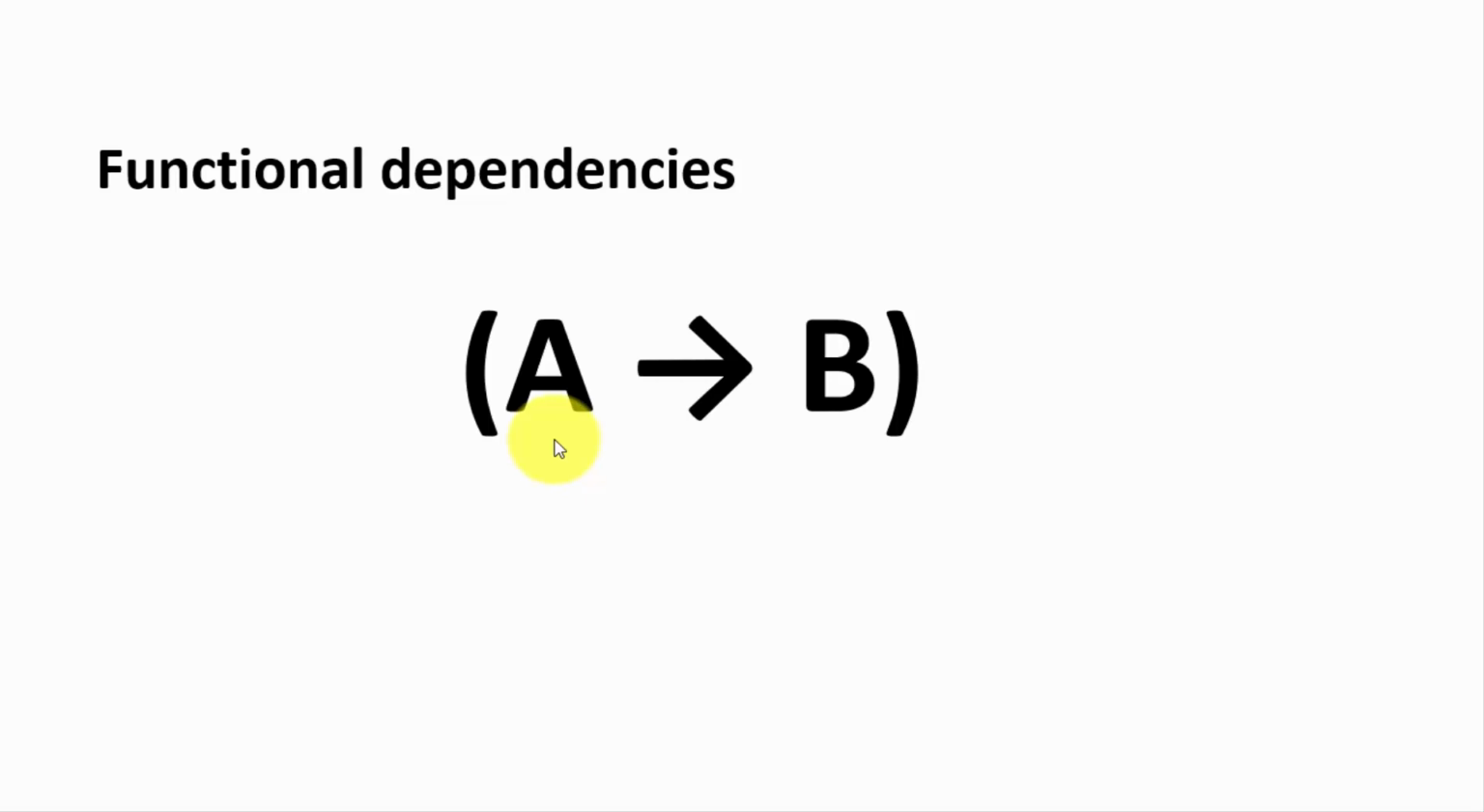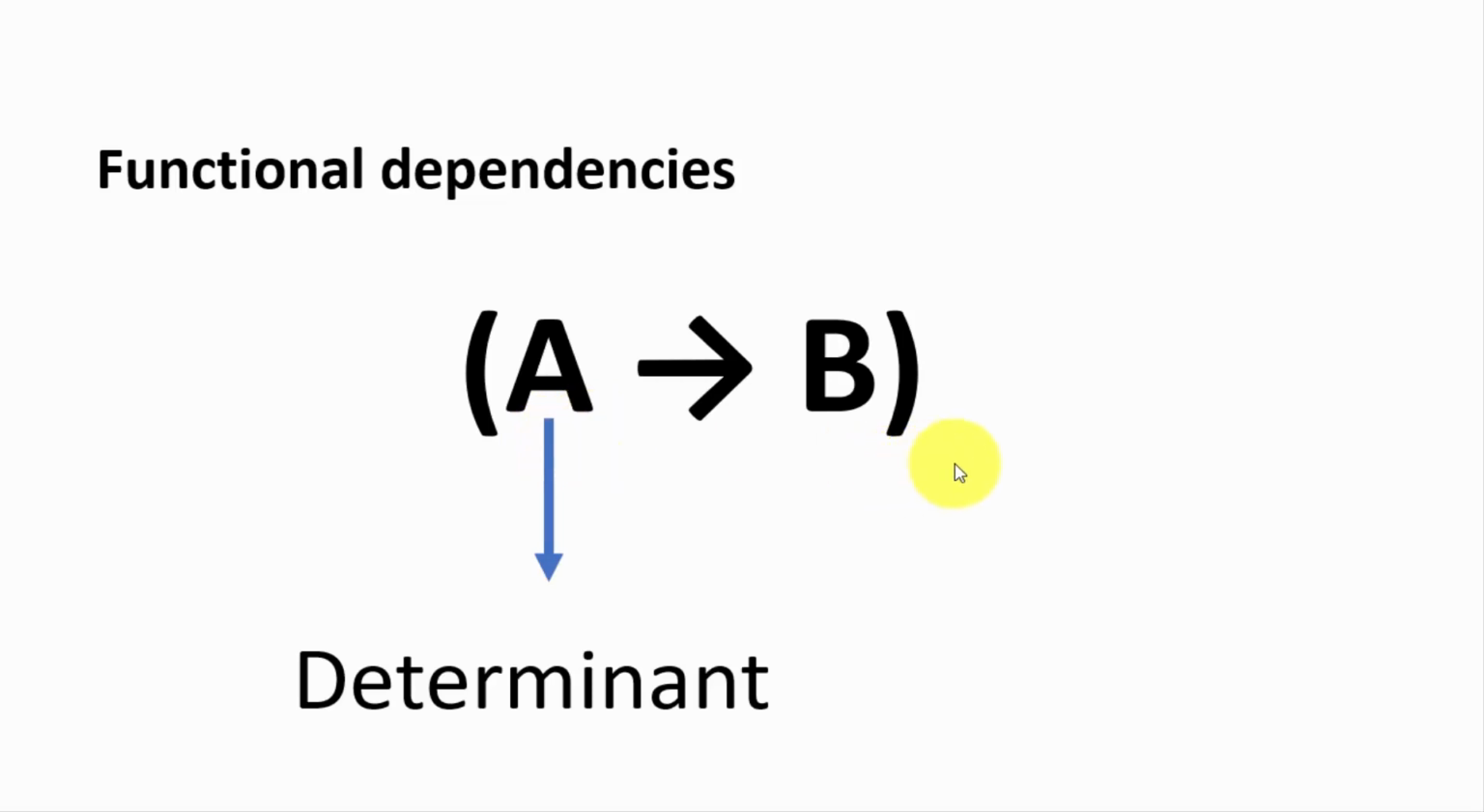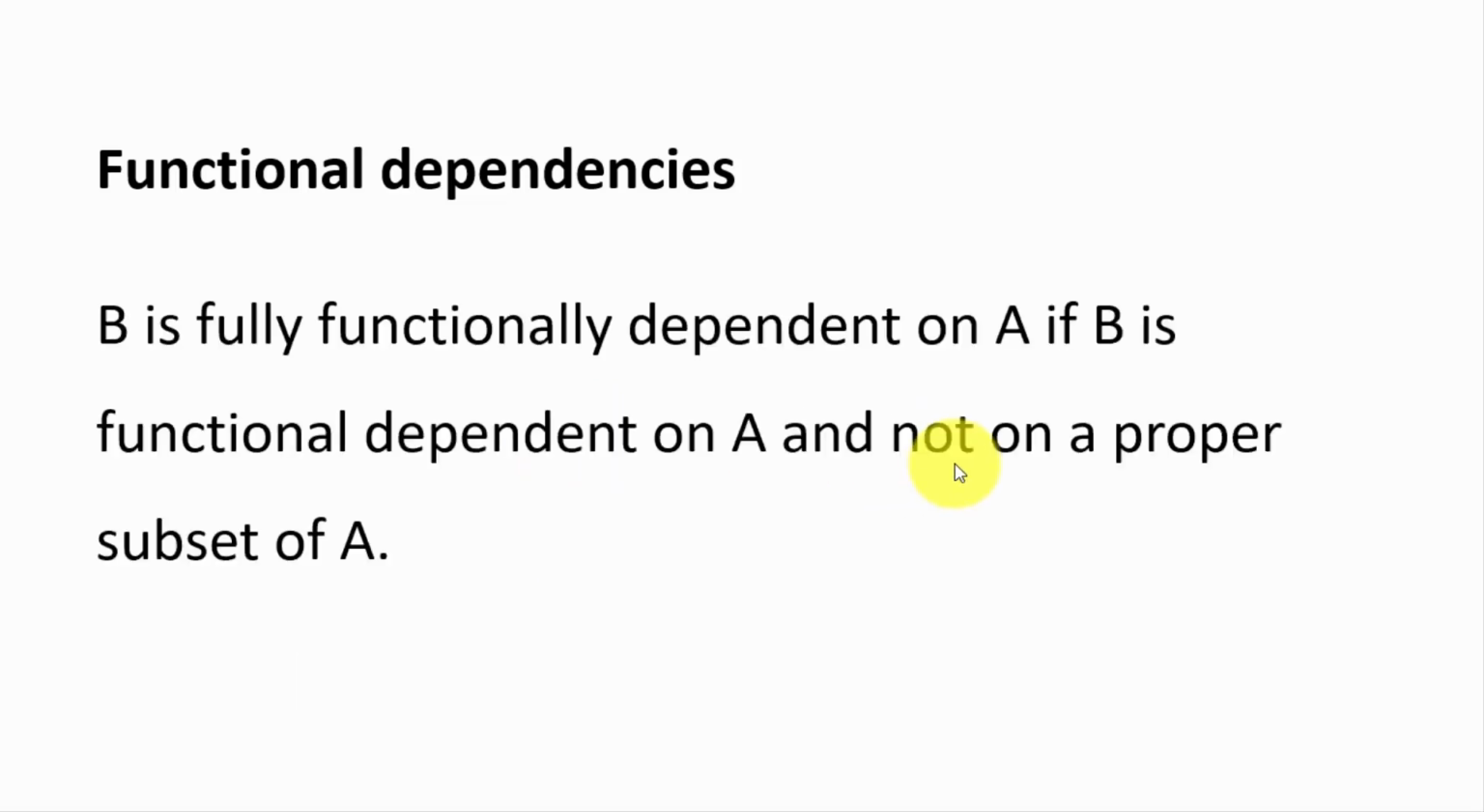And A here is a primary key, either single attribute or composite, and is called the determinant. So B is fully functionally dependent on A if B is functionally dependent on A and not a proper subset of A. This is in the context of a composite primary key. The attribute must depend on the entire key and not part of it. We will see that in later parts of the video.